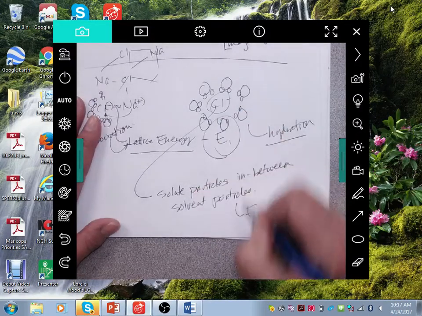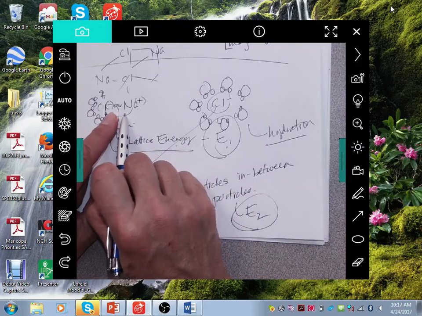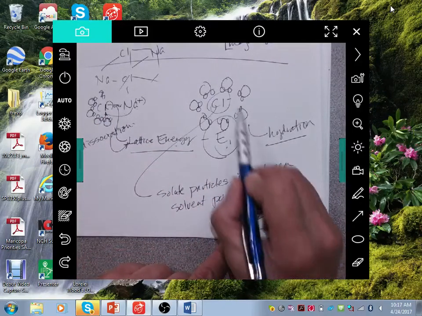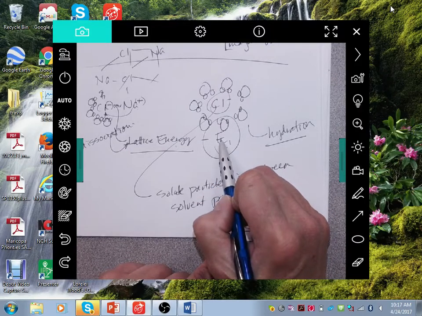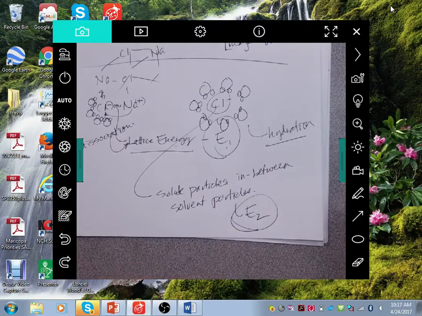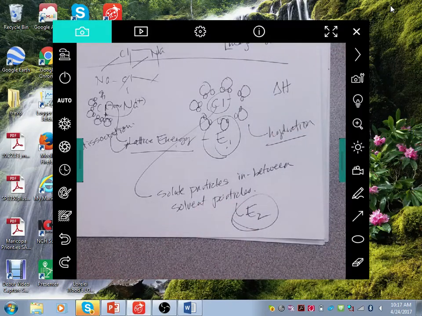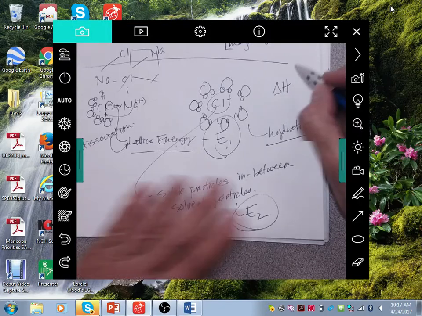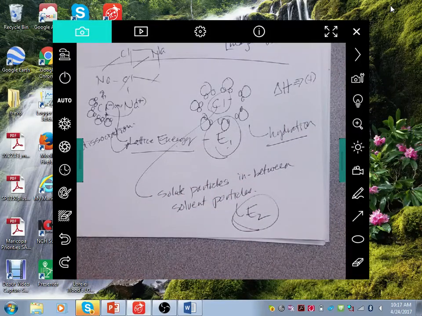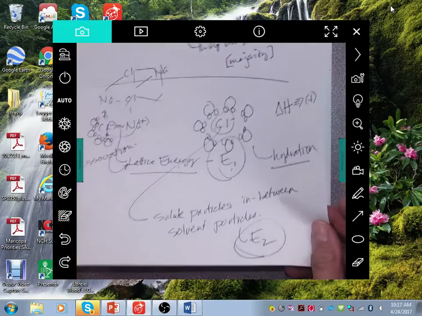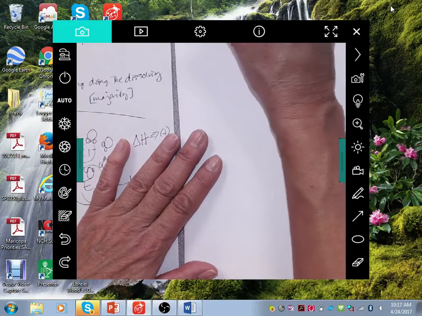If both of these energy requirements, the lattice energy requirement to separate the ions, as well as the energy requirement for the ions to get in between the solvent particles, would those be positive enthalpy values or negative enthalpy values? They'd be positive enthalpy values, because they're endothermic and I have to put energy in. Well, the last thing that happens in solution formation is the intermolecular forces.